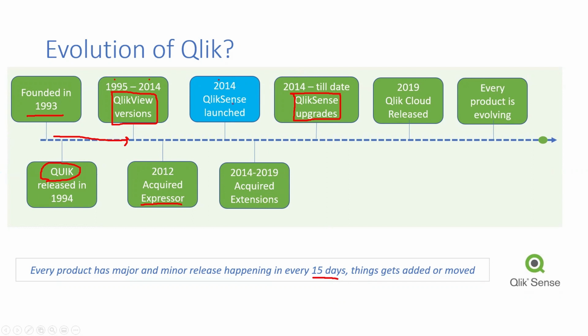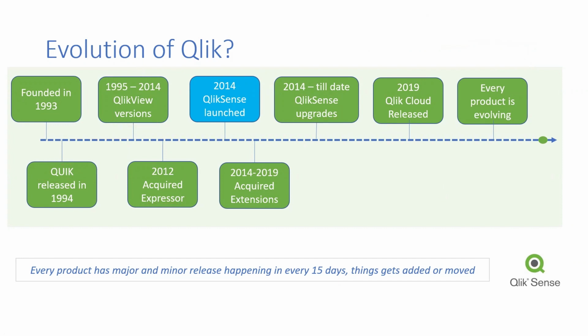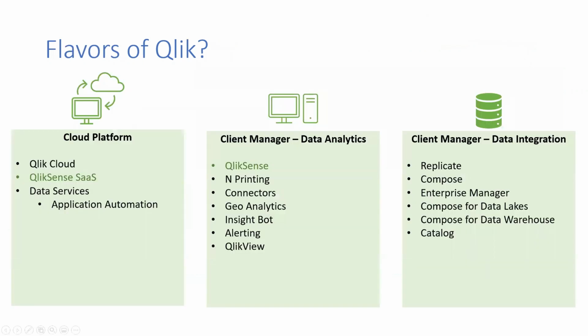Now, QlikView is still on. This tool, which they launched in 1995, is still on. They have a Qliksense tool, which is another tool. They have so many other offerings also. In 2019, they released Qlik Cloud. Now, Qlik Cloud is their SaaS offering where you can log in to an online URL and you get access to Qlik. You don't have to host anything on your server. Everything is managed by Qlik. So this product is evolving and improving as we talk. Now, what are the different flavors of Qlik? Let's look at that. So there is cloud platform, there is client managed platform, and there is client managed data integration. Okay.